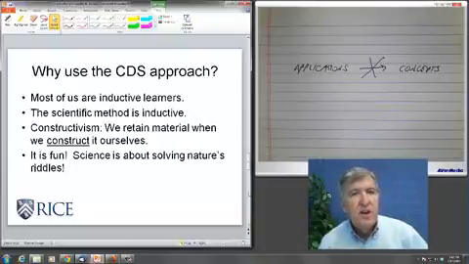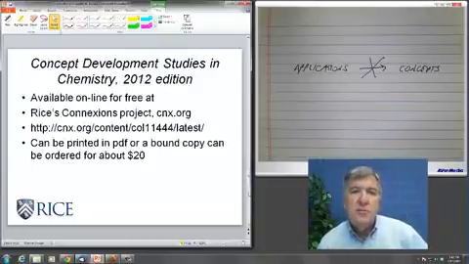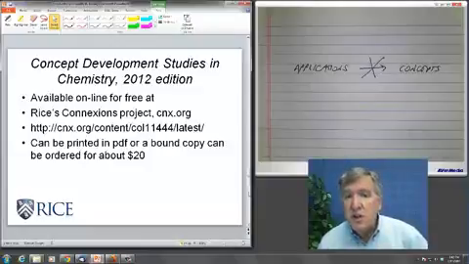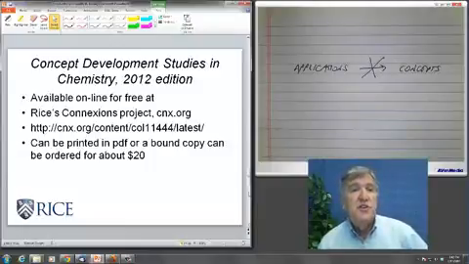So with that understanding, how are we going to do this? The concept development study approach has been developed in detail here at Rice. I've been the lead author on this in a book that we call Chemistry Concept Development Studies in Chemistry. And there's in fact a recent 2012 edition to this.